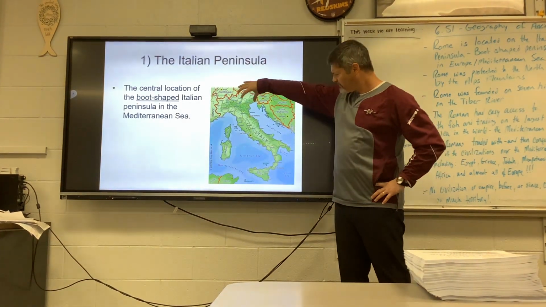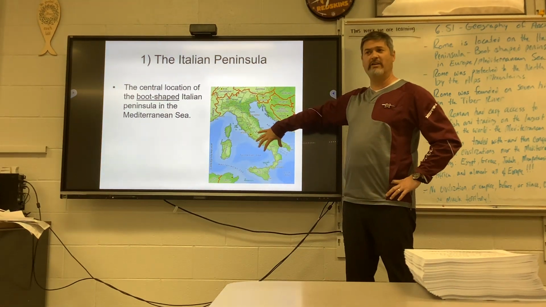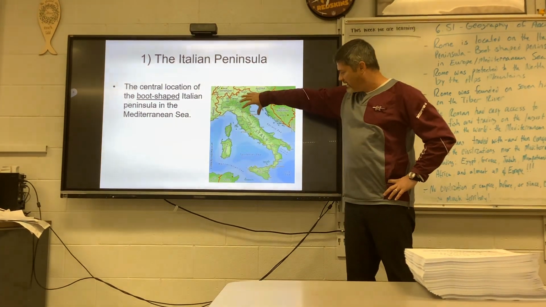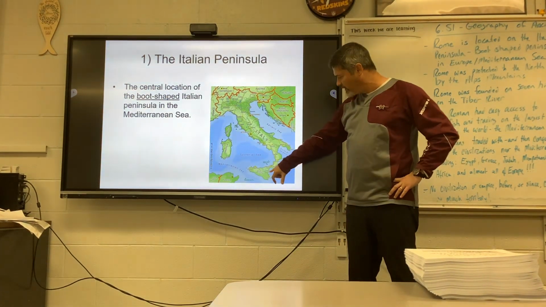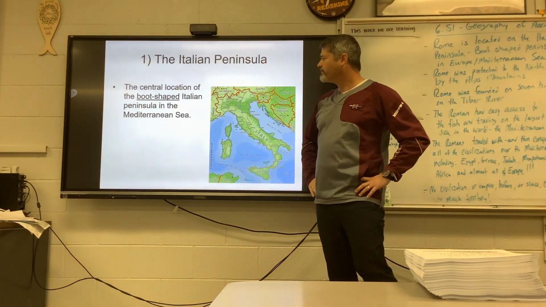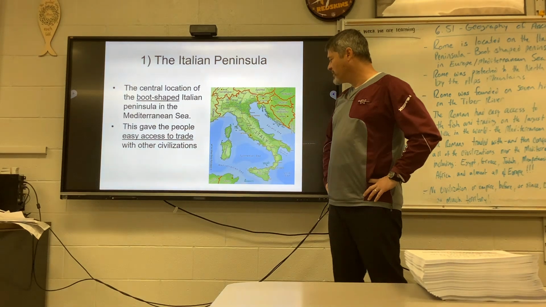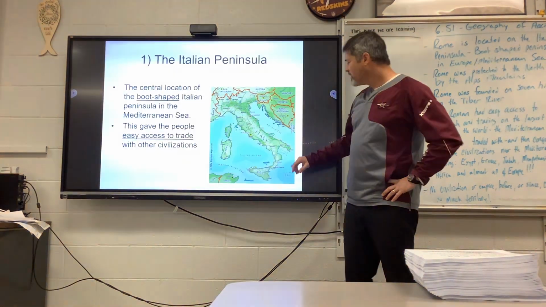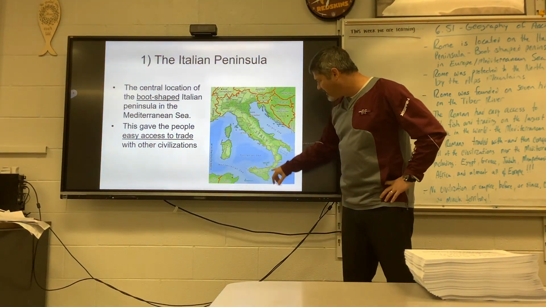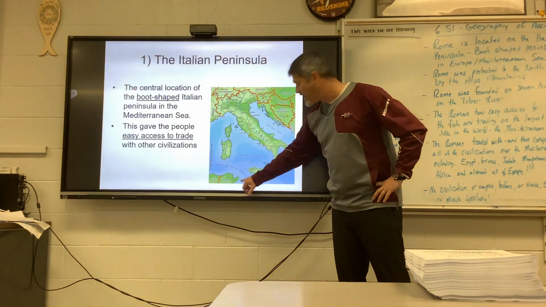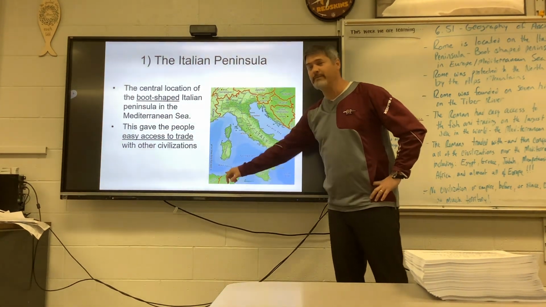Remember, a peninsula is an area of land surrounded on 3 sides by water, and the Italian peninsula looks like a cowboy boot kicking a football. Next. This gave the people easy access to trade with other civilizations. Go back up. This is Sicily and Italy. This is Africa. This is how close they were to Africa. Next.